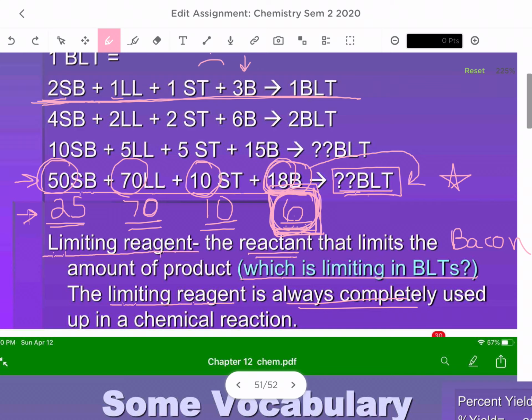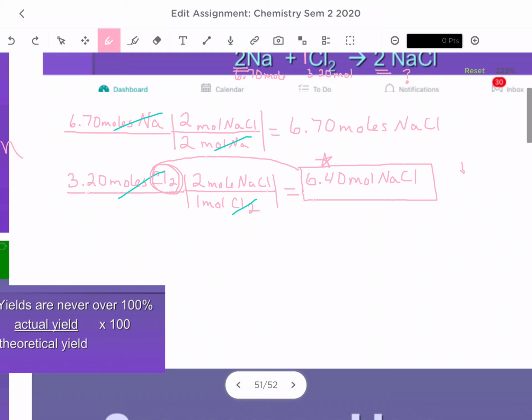Now, the other question in this problem is, what is the limiting reagent? Okay, look here. It's really easy. Look at the smaller answer. Go back to the beginning. Whatever you started with is your limiting reagent.